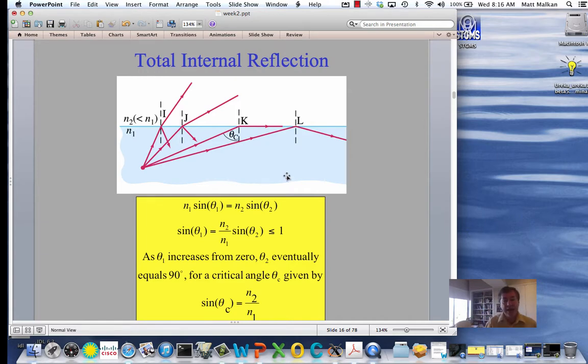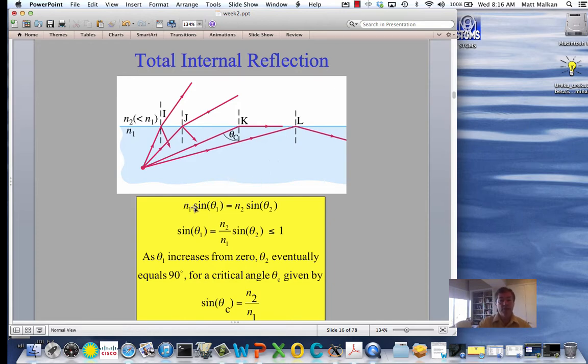What does it take to do that? Well, what it takes is two things. First, you'd like to have a high index medium that you want to trap the light in. The higher the better, the higher you can manufacture. And then we need the light to try to only escape at a very glancing angle, so it'll be totally internally reflected. Let's look at the mathematics.